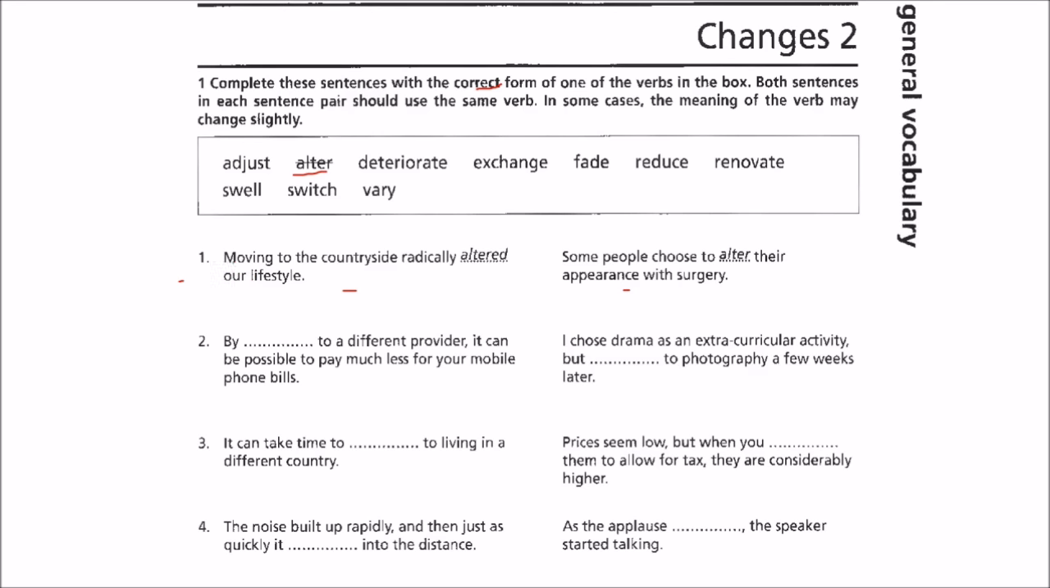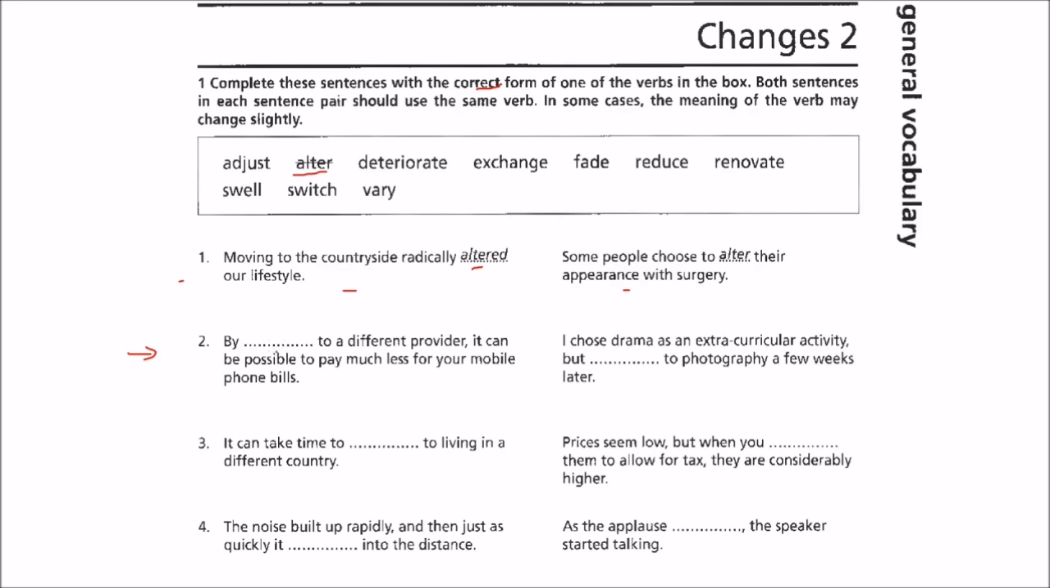The first example is given: moving to the countryside radically dash our lifestyle. So altered can be used. So we have used alter in its correct form, altered. Then we have: some people choose to alter their appearance with surgery. Directly we can use alter.